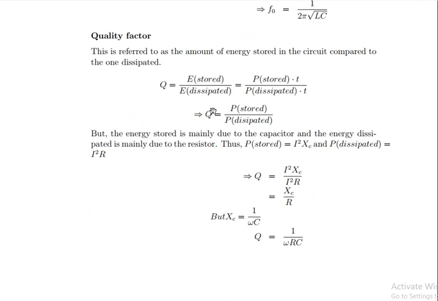So we are going to say that Q is equal to I squared times XC, where XC is the reactance of the capacitor, divided by I squared R. When you have this, I and I are going to cancel. So we say the quality factor is equal to XC over R. But you know that XC is equal to 1 over omega C. So Q is equal to 1 over omega RC.